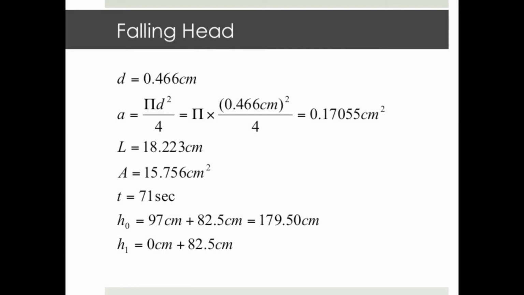The inner diameter of our manometer was found to be 0.466 centimeters. Therefore, the area of the manometer equals 0.17055 square centimeters. Our hydraulic head dropped from 97 centimeters to 0 centimeters on the meter stick over 71 seconds. The distance from the bottom outlet on the permeameter to the 0 reading on the meter stick was found to be 82.5 centimeters. So by adding 82.5 centimeters to both hydraulic head readings, we obtain H0 and H1.